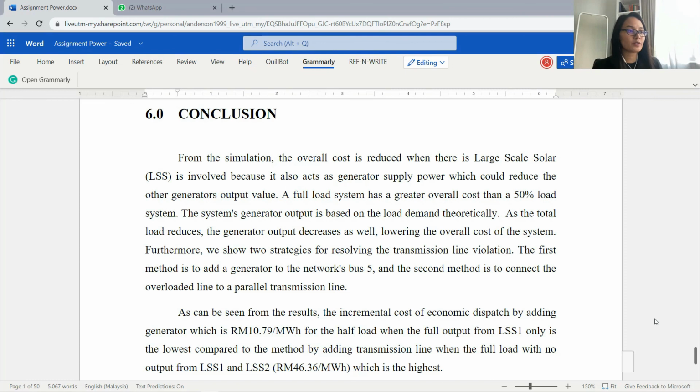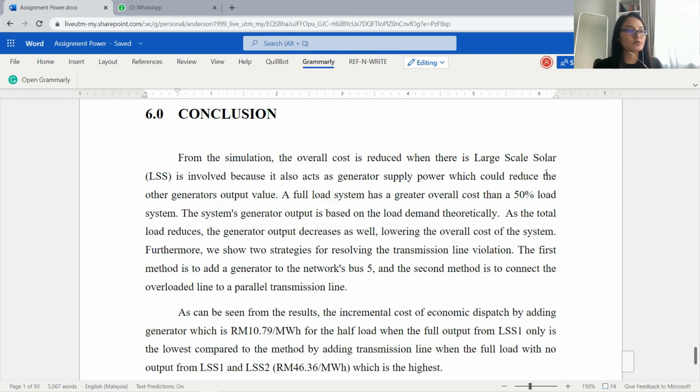In conclusion, from the simulation, the overall cost is reduced when large-scale solar is involved, because it also acts as a generator supplying power, which reduces the other generators' value. A full load system has a greater overall cost than a 50% load system, and the system generator output is based on the load demand theoretically. As the total load reduces, the generator output decreases as well, lowering the overall cost of the system.